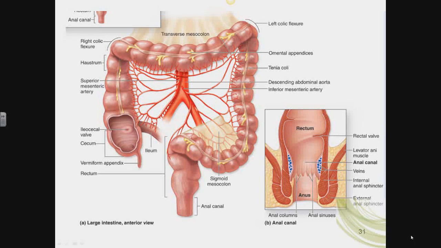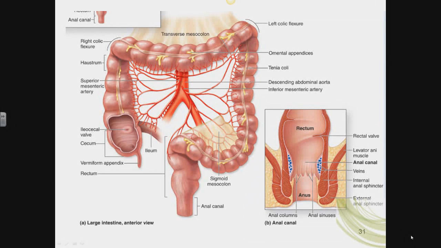Again, we have the taeniae coli. Remember, the I makes the sound E, and AE still makes the sound E. So it sounds very ridiculous, I agree. Taeniae coli. These are bands of longitudinal smooth muscle that are shown here in the picture.